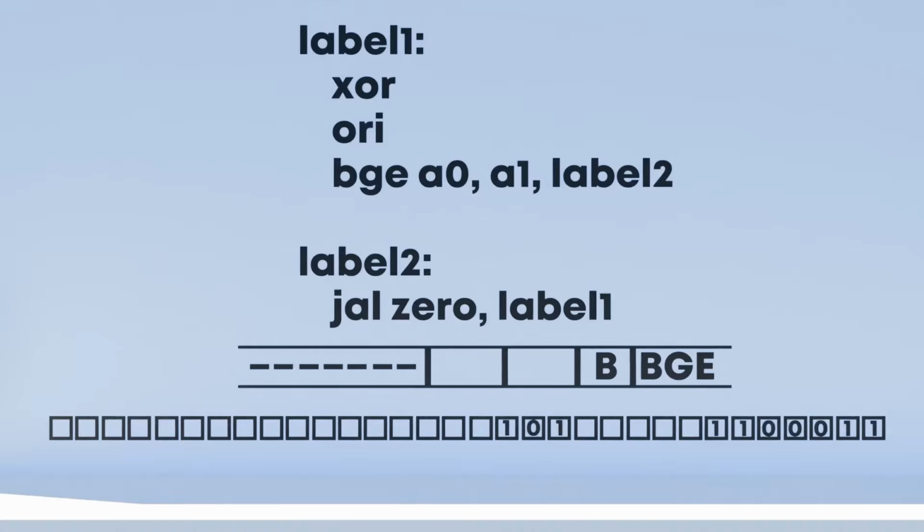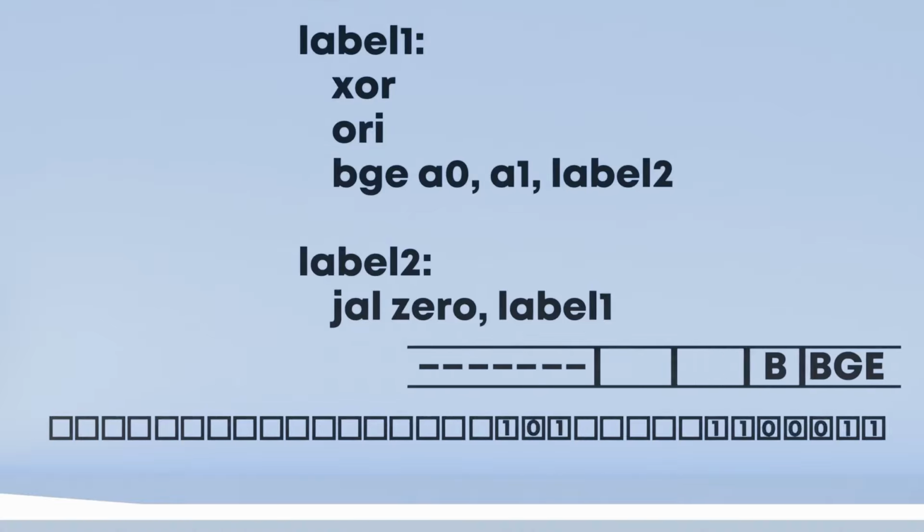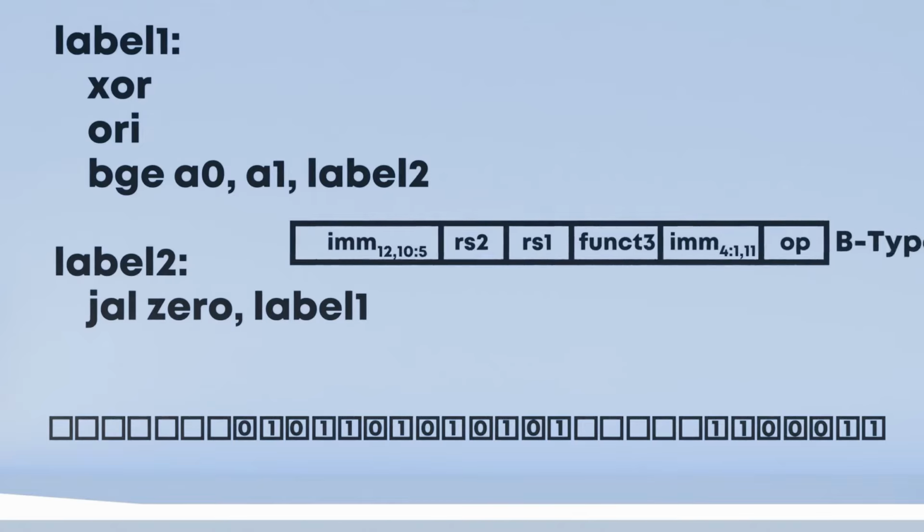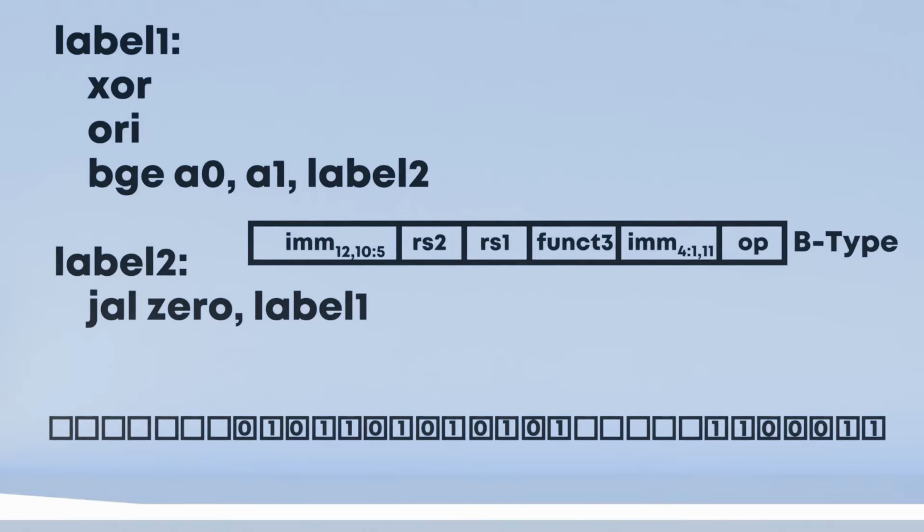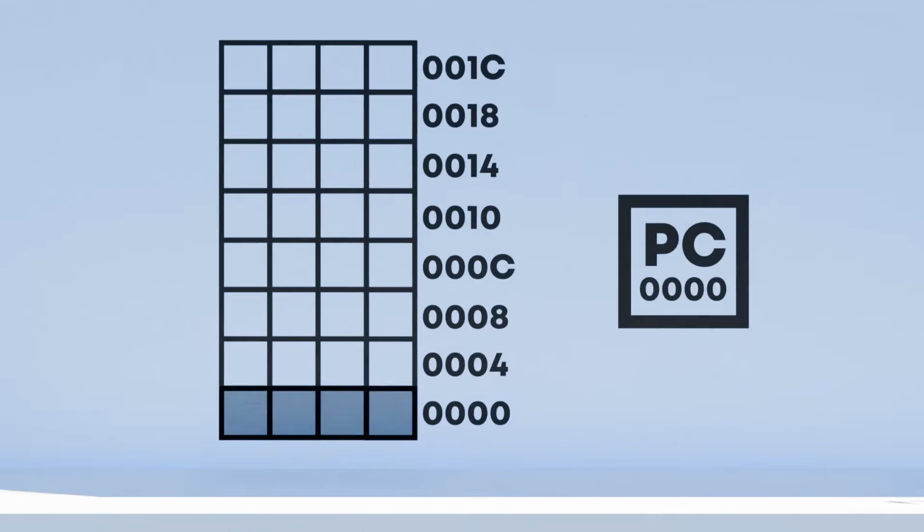Registers A0 and A1 are X10 and X11, so we'll fill all of that in as well. If we look at the format, you can see something strange. The format expects an immediate in the remaining slots, but B-type instructions don't use immediates, they use labels. If you remember from our previous video, the way branch instructions work is by adding a number to our program counter.